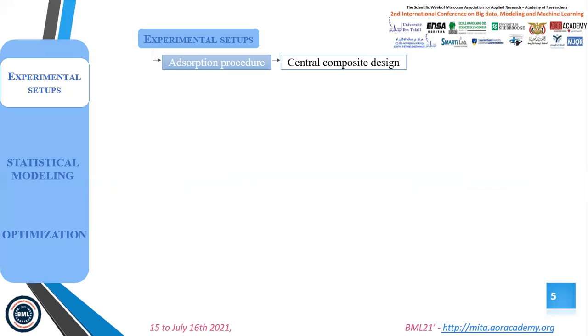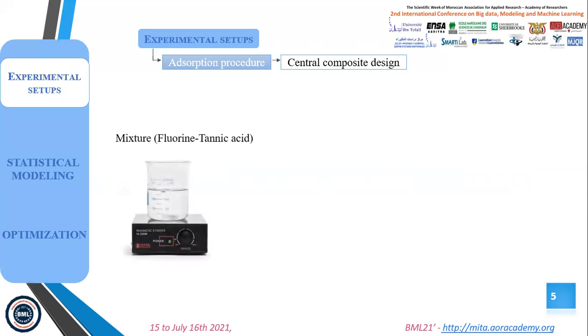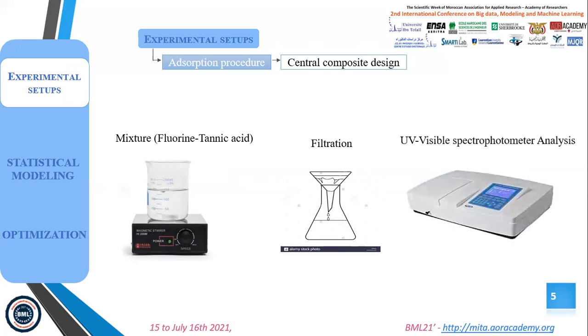Experimental setups. So, to study tannic acid adsorption onto fluorite, we added 1 gram of fluorite to 100 ml of required concentration of tannic acid solution at a fixed pH and temperature. We filtered the obtained mixture, and then we analyzed it by ultraviolet visible spectrophotometry to determine the adsorption capacity using the following expression.